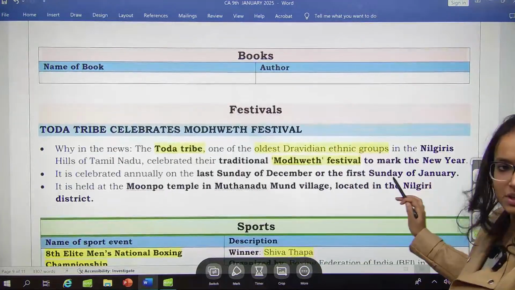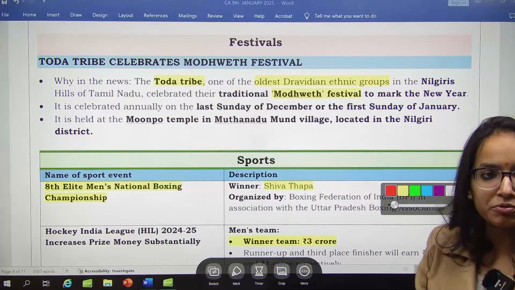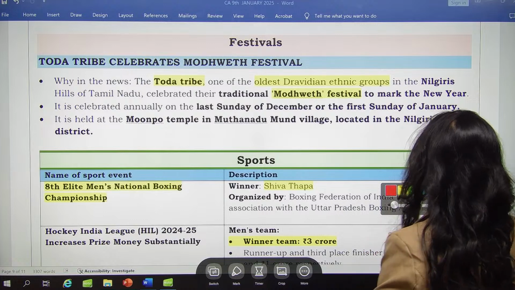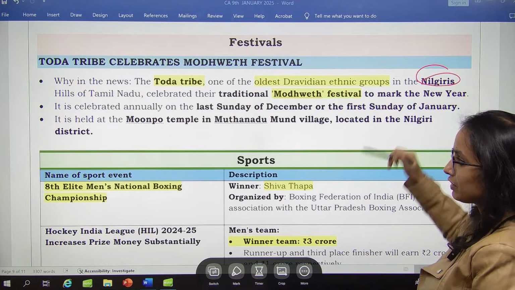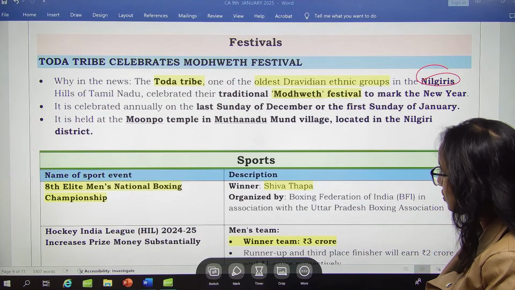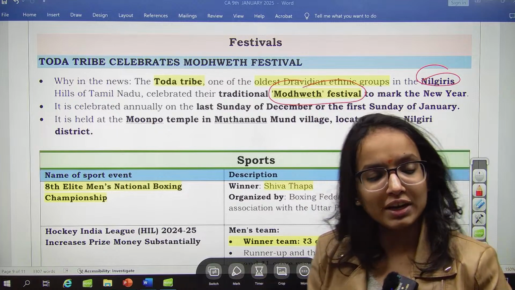Then no books and news as of now. If we talk about festivals, so in festivals we have the Toda tribe. Toda tribe, one of the oldest Dravidian ethnic groups in the Nilgiris of Tamil Nadu. They are in news. Why? Because of their traditional celebration, Modweth festival. Modweth festival. So you can remember this name.